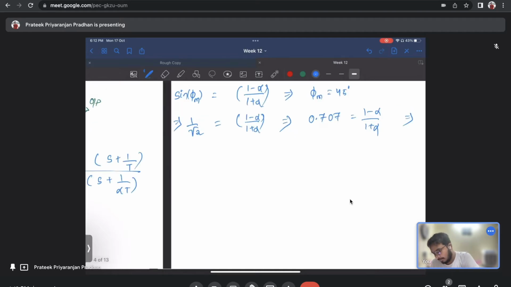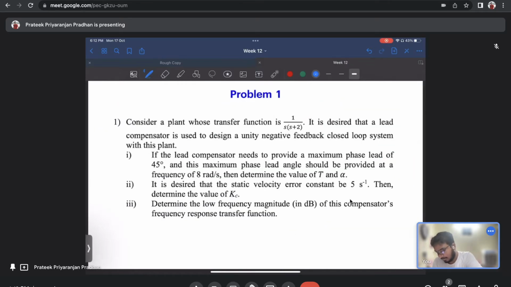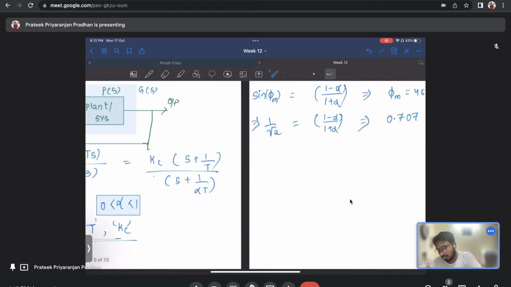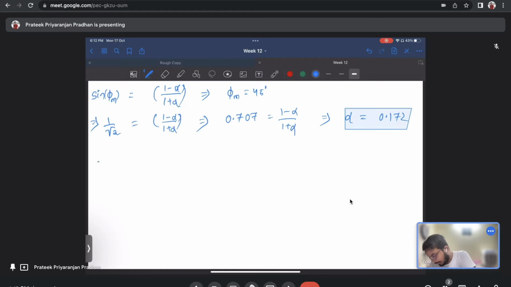Then the question says, if this is the maximum lead, and this maximum phase angle should be provided at a frequency of 8 radian. There is a direct formula for the frequency at which it should be the maximum. That is 1 by root alpha into T.